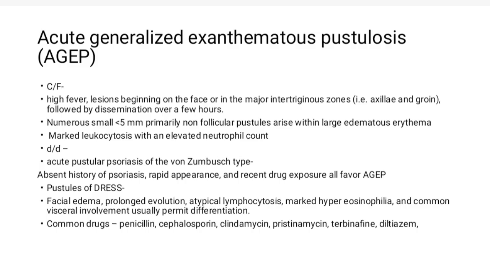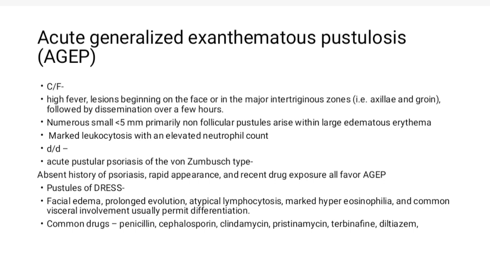Clinical features would be high fever, lesions beginning on the face or in major intertriginous areas, axilla and groin, followed by dissemination over a few hours. Numerous small, less than 5 mm, primarily non-follicular pustules arise within a large erythematous base. Marked leukocytosis with elevated neutrophil count would be present.